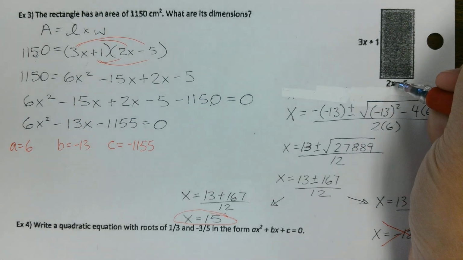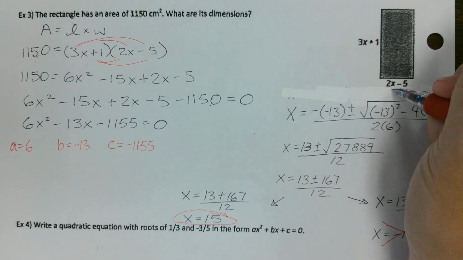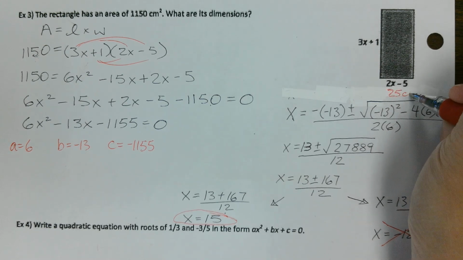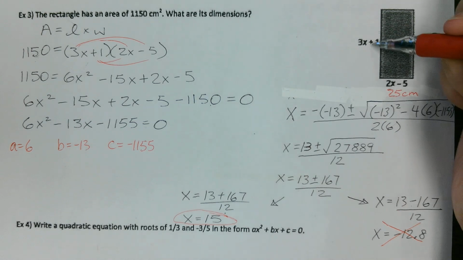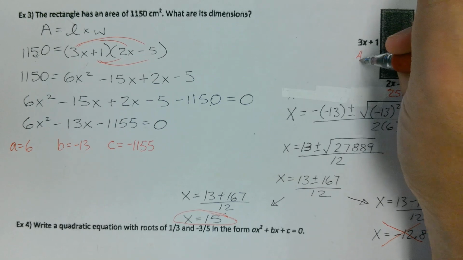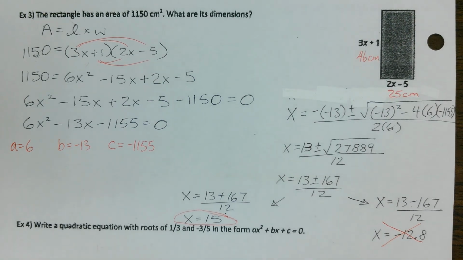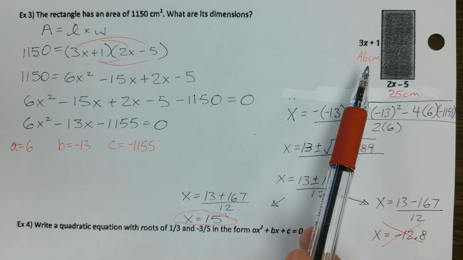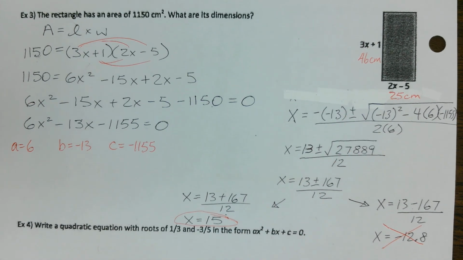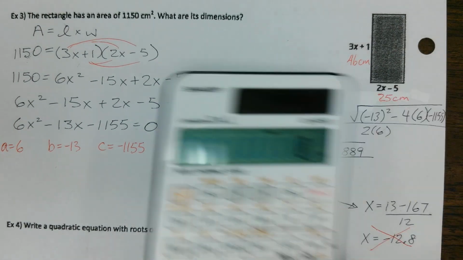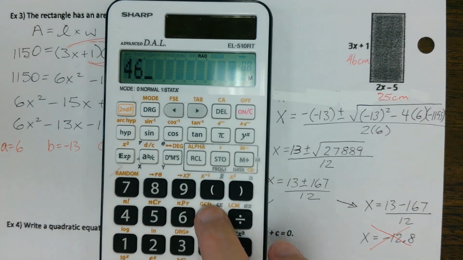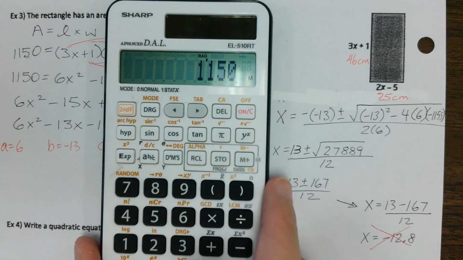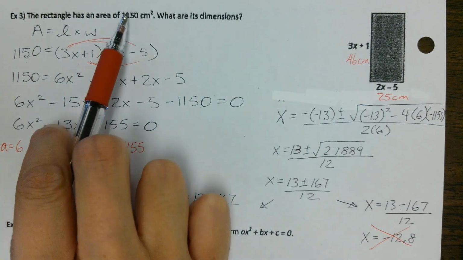So 2 times 15 is 30. 30 minus 5. So this side is 25 centimeters. Same thing right here. 3 times 15, 45. 45 plus 1, 46 centimeters. So this rectangle has dimensions 46 by 25 centimeters. And if you want to check to make sure that it is correct, 46 times 25, 1150, which is correct.